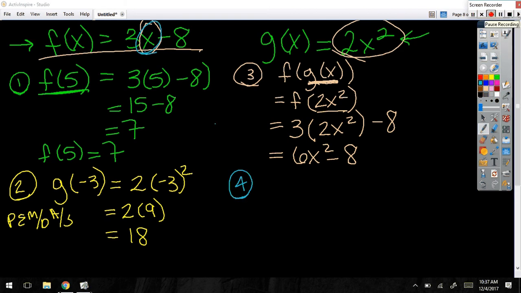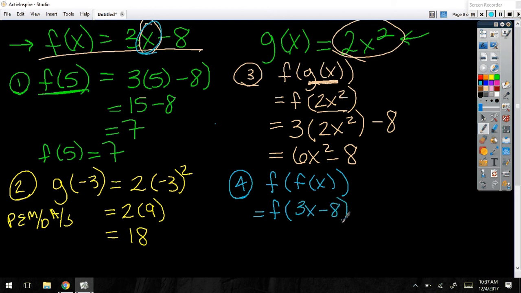Let's say I asked you to find f of f of x. You plug in the problem; you're plugging it into itself. What is f of x? 3x minus 8. So back here at the beginning, 3 parentheses 3x minus 8, minus 8.